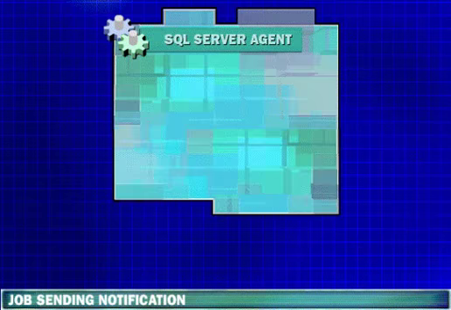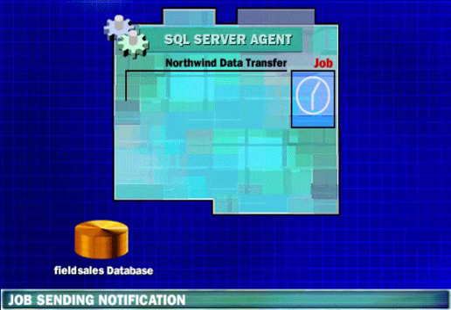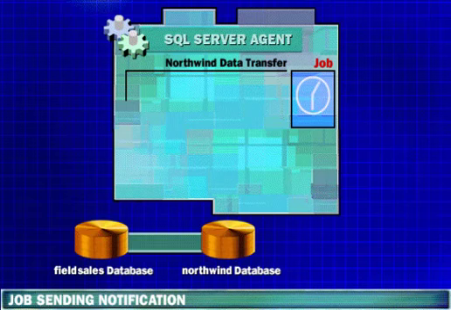Now let's look at an example of a scheduled job sending a notification to an operator. In this example, the Northwind data transfer job is scheduled to transfer data from the field sales database into the Northwind database once a month.